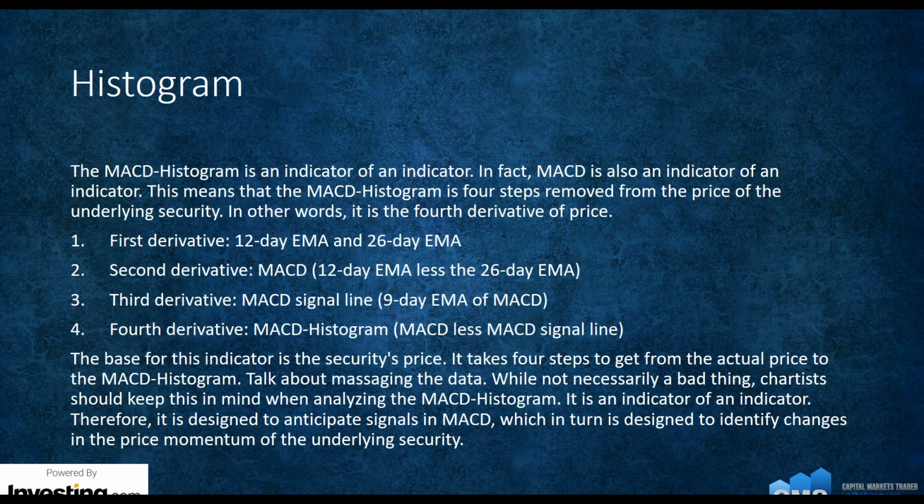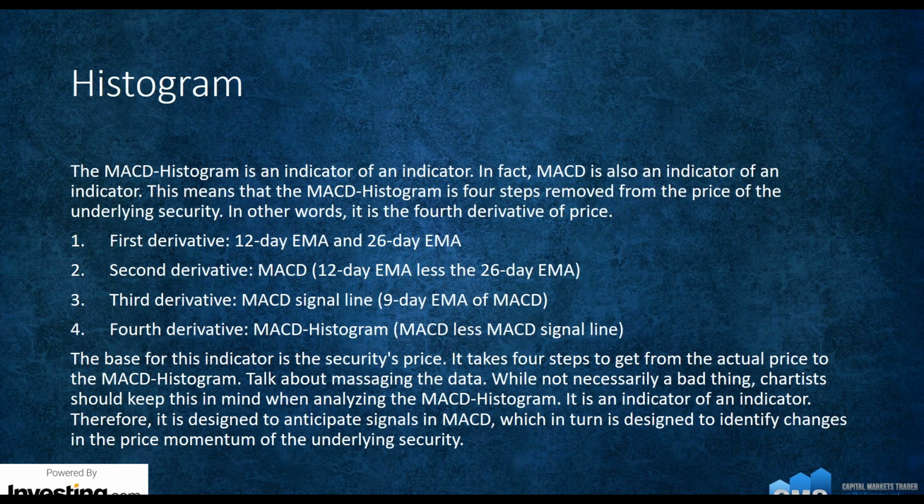So the first derivative is the 12-period moving average minus the 26-period moving average. Or it's the 12 and the 26. The second derivative is the MACD line, which is a 12-day EMA less the 26-day EMA. That's your MACD line on your chart below, the blue line that we put. Then we go to our third derivative, which is the MACD signal line, which is a 9-period moving average of the MACD line itself. And then the fourth derivative is the MACD histogram, which is the MACD less the signal line. See, I told you, it was a lot of words.